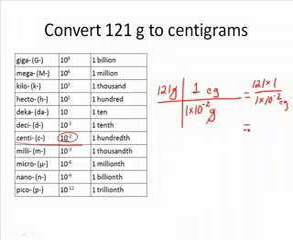And so that's going to give me 121 divided by 1 times 10 to the minus 2, so that gives me 12,100. Oops, sorry, centigrams in there. Okay, 12,100 centigrams.